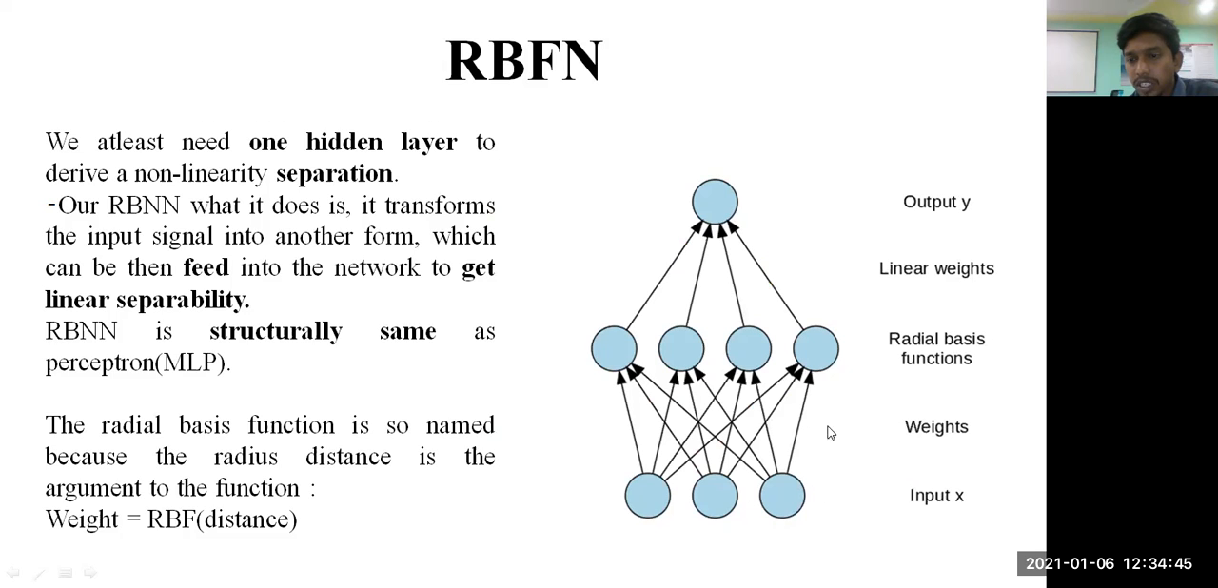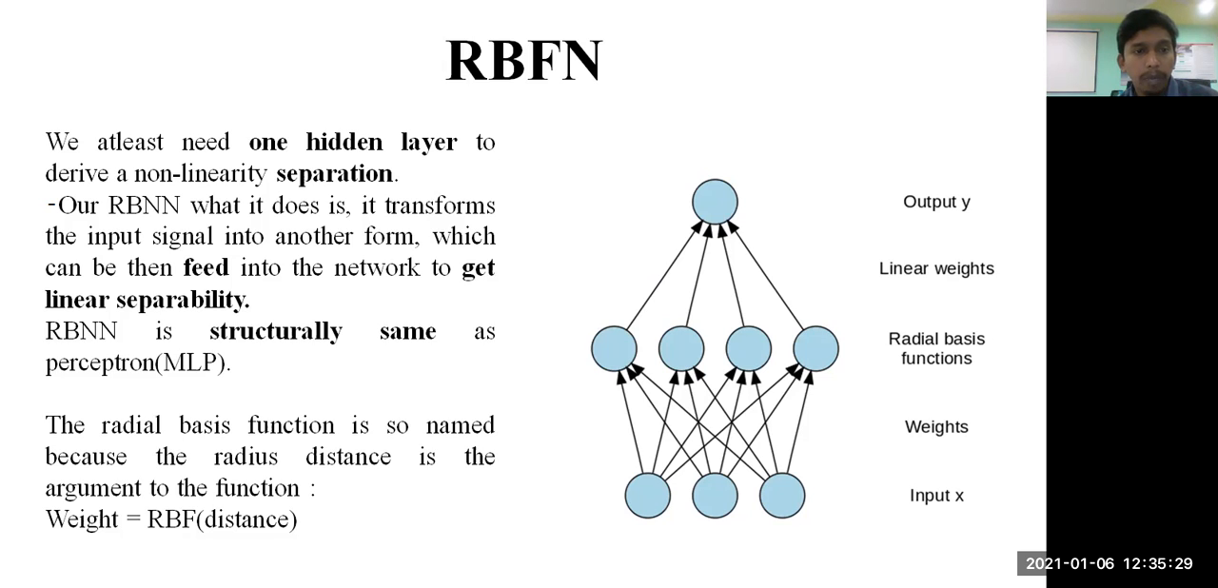Talking about this radial basis function network, you'll have some input values, some weights, then some radial basis functions, that is, the prototype values will be given, and the distance between points is considered, and then it converts the values into linear weights. Here you can see the difference: the weights can be any values, but once the radial basis function is computed, the weights will be given as linear weights, and only then can an appropriate output be obtained. We at least need one hidden layer to derive a non-linear separation. Whenever your data is not properly assigned, or whenever data is non-linear, you at least need one hidden layer to handle that.